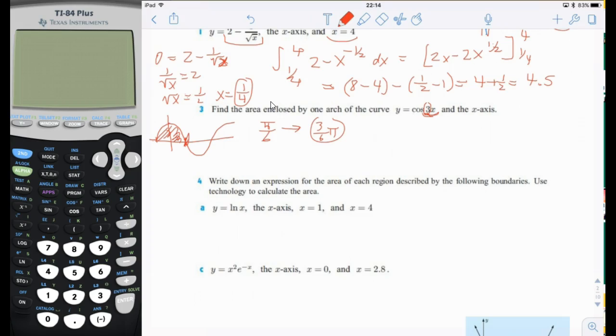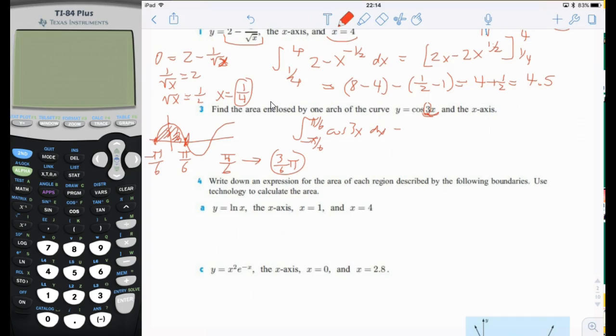And so the value here is going to be pi over 6, and the value over here is, of course, going to be negative pi over 6 because it's a mirror image. All right, so now we are going to write out the integral. The integral is going to be from negative pi over 6 to pi over 6, because that's going to be one arch of the curve. And then the inside, we're going to have cosine 3x dx.